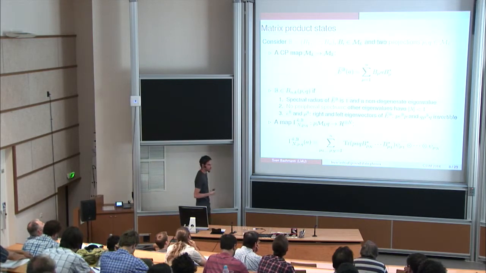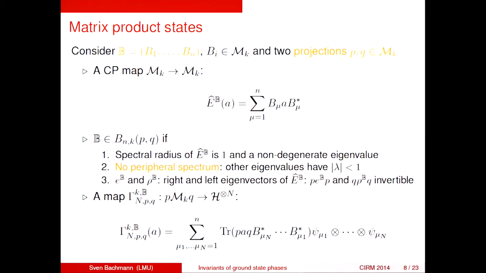Now the question is, how do you actually get some of them? How do you construct such spaces, right? I started from spaces, but then I need to construct these spaces. And here's one way to do it.